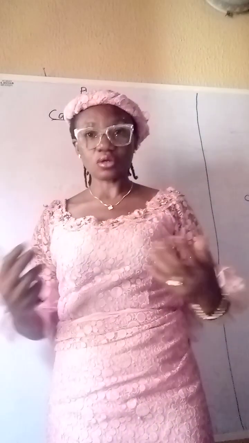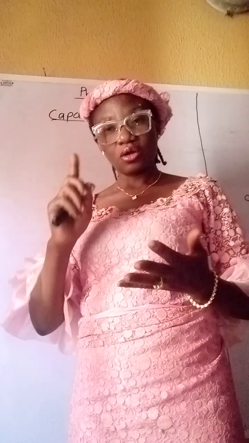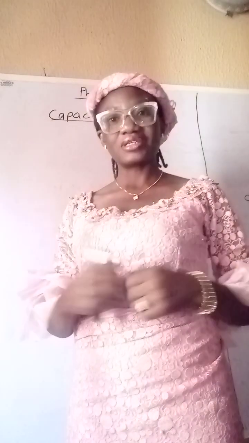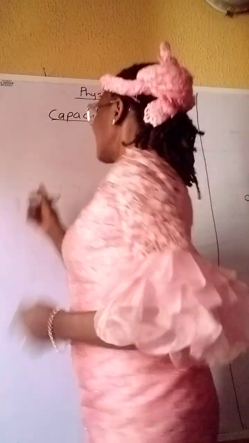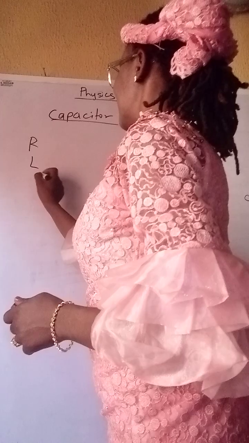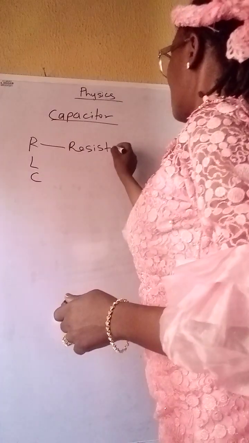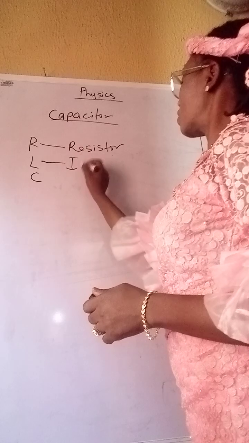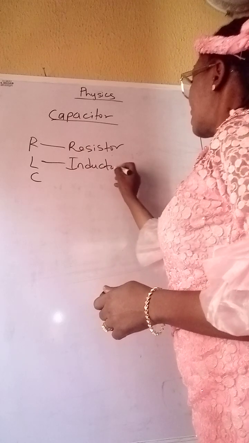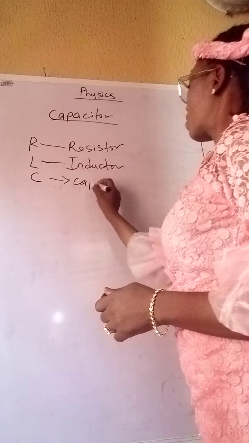Yes, a conductor may comprise one or two of the following components. Okay, I'll mention them: the RLC. R for resistor, L for inductor, and then we have the capacitor.